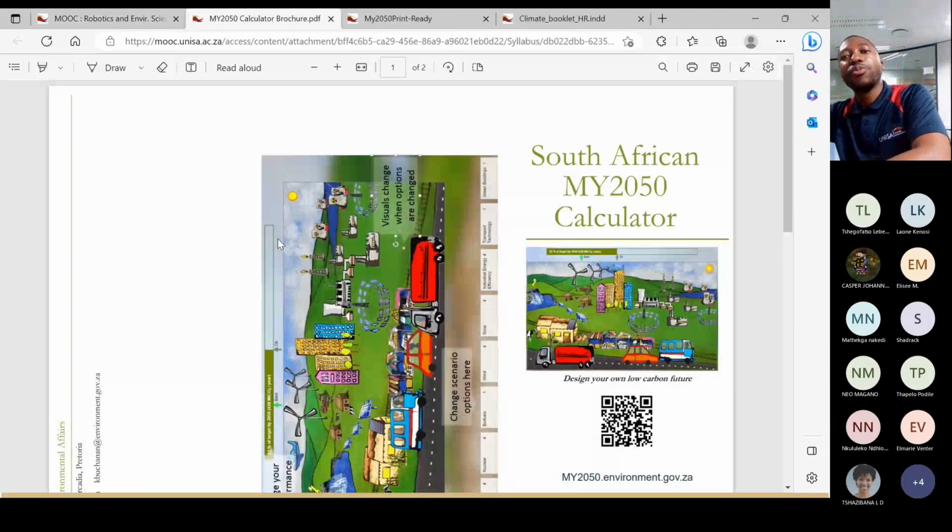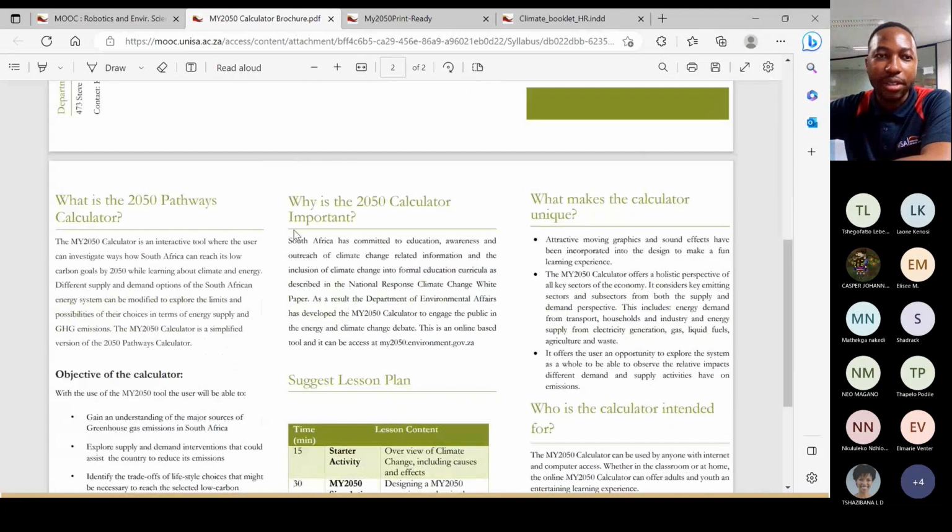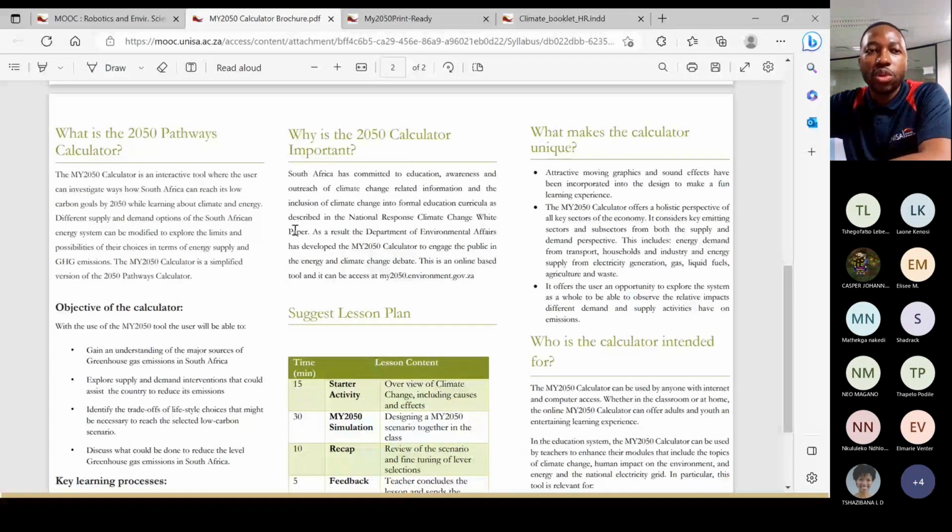And then now, for the fun part of things, we go to the South African My 2050 calculator. All right, so first things first, what I'm going to do is that if you are next to your computer, what you can do, simply go on Google.